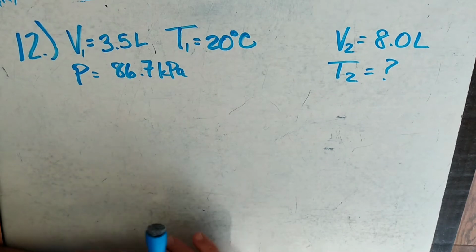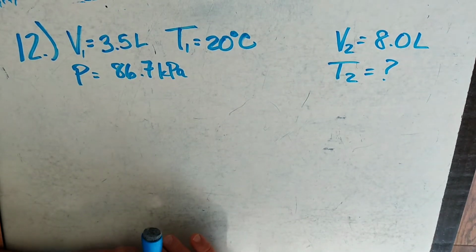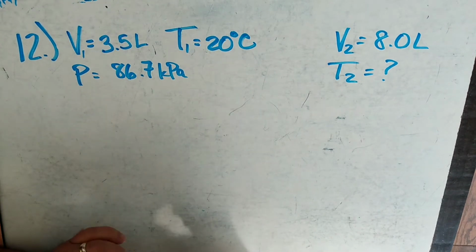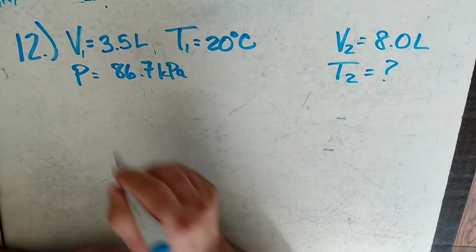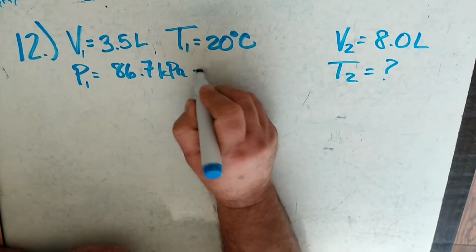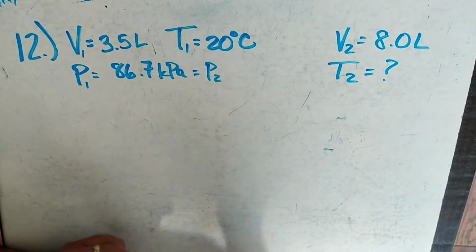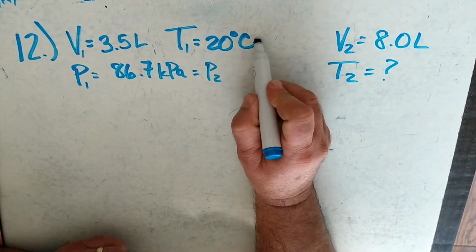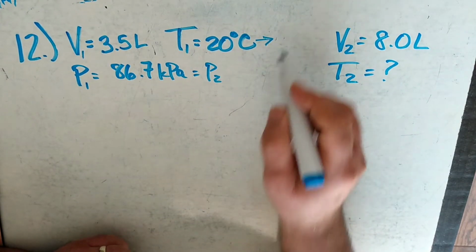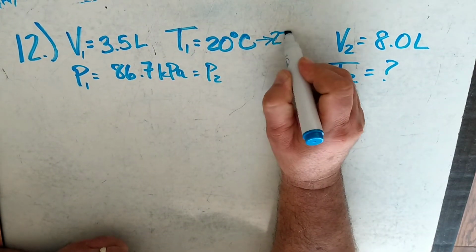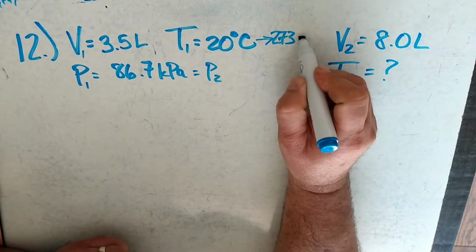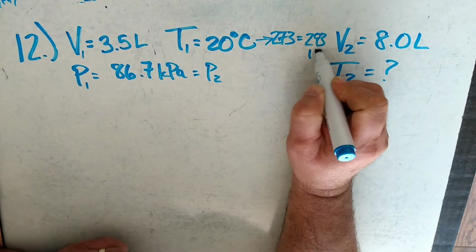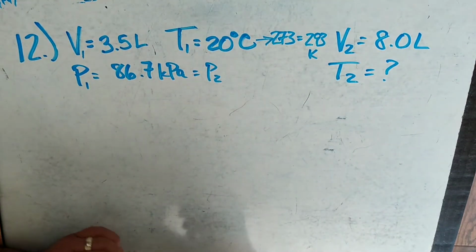What is the final temperature of a gas assuming the pressure stays the same? So P1 and P2 are exactly equal to one another. So we could put P1 equals P2. Now we do need to convert this here. Remember, we need to add our 273. So 20 plus 273 equals 293 Kelvin.